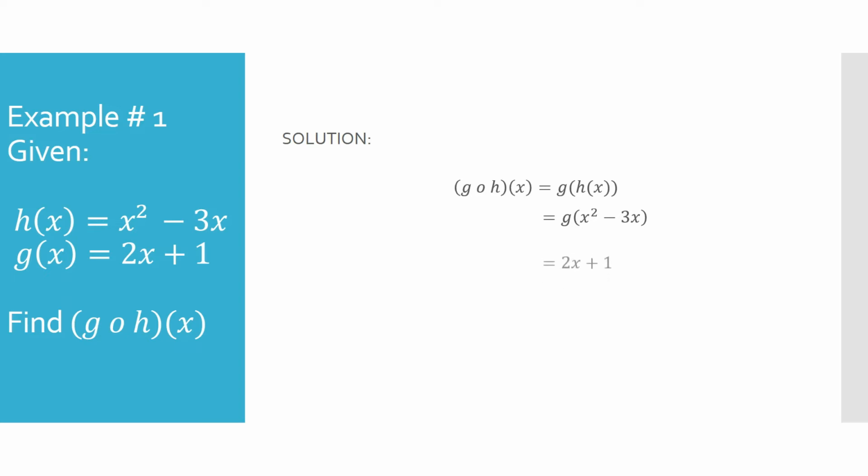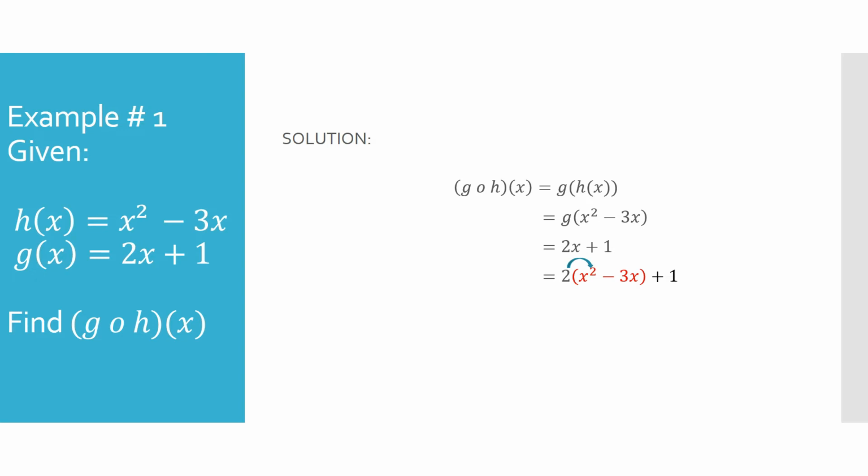Then our g of x is 2x plus 1. So we have here 2x plus 1. Now we will replace x with x squared minus 3x. So we have copy 2 and then replace x with x squared minus 3x and then copy plus 1.